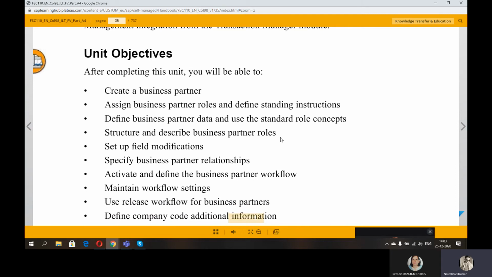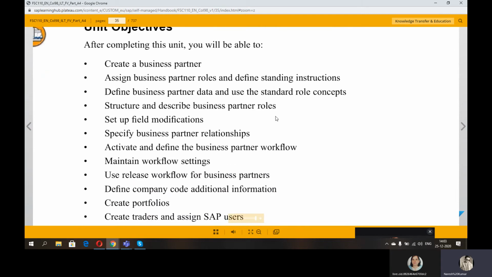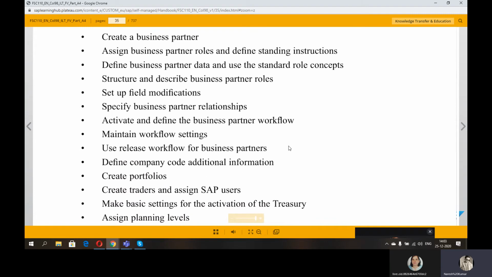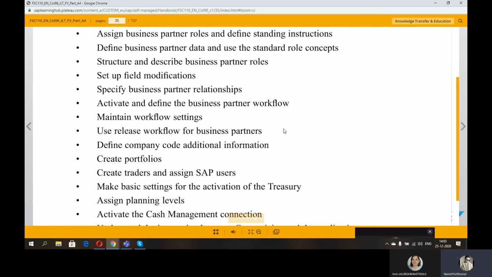Set up field modification. Specify business partner relationship. Activate and define the business partner workflow. Maintain workflow settings, and we will use release workflow for business partner.